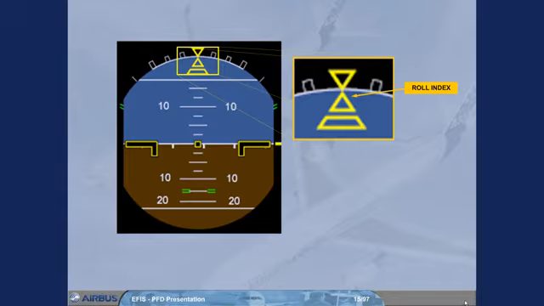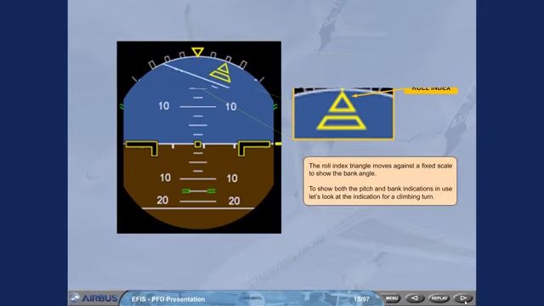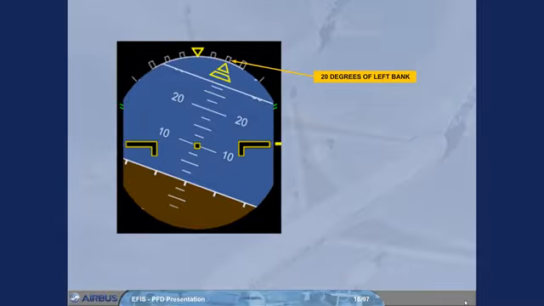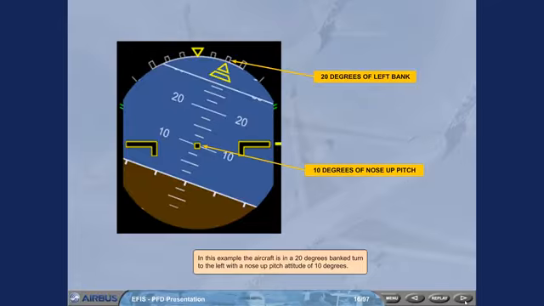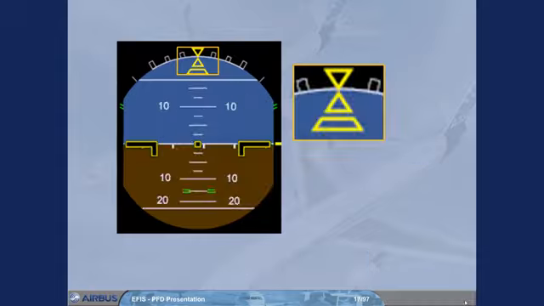To show both the pitch and bank indications in use, let's look at the indication for a climbing turn. In this example, the aircraft is in a 20-degree banked turn to the left, with a nose-up pitch attitude of 10 degrees. Below the roll index is the side slip index. This index moves to indicate lateral acceleration on ground and side slip in flight. It replaces the old-fashioned slip ball.